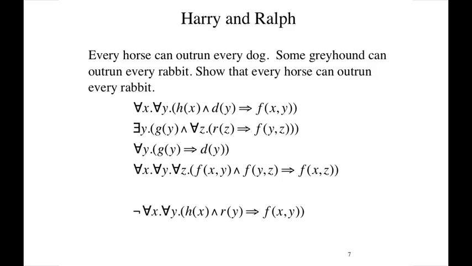Slightly more complicated example. Let's once again consider the problem of horses and dogs introduced in an earlier lesson. We know that every horse is faster than every dog. We know some greyhounds are faster than every rabbit. We know that greyhounds are dogs. And we know the relationship of being faster is transitive. We want to prove that horses are faster than rabbits. In order to do this, we're going to negate that desired conclusion.